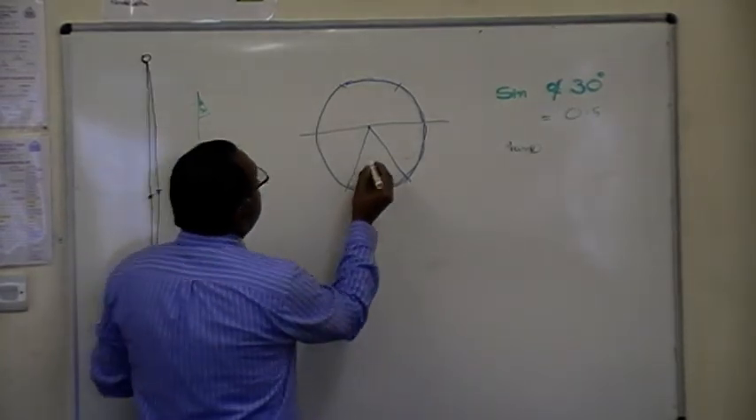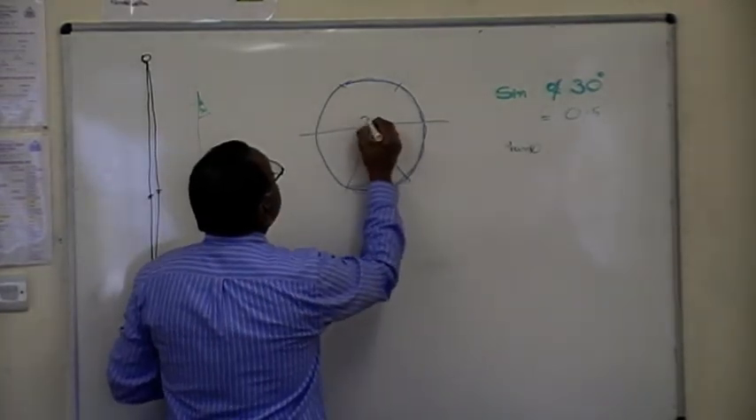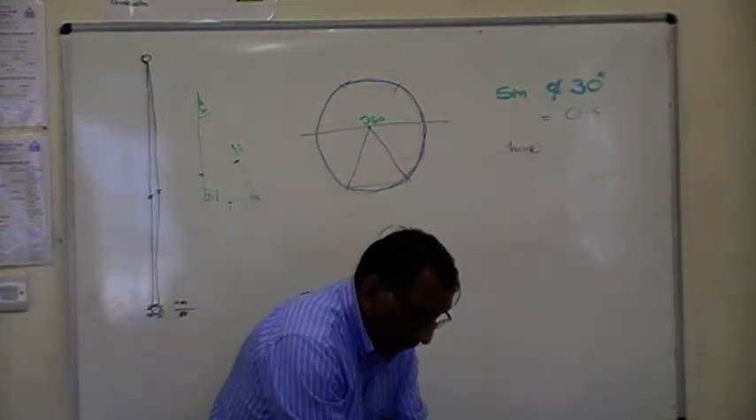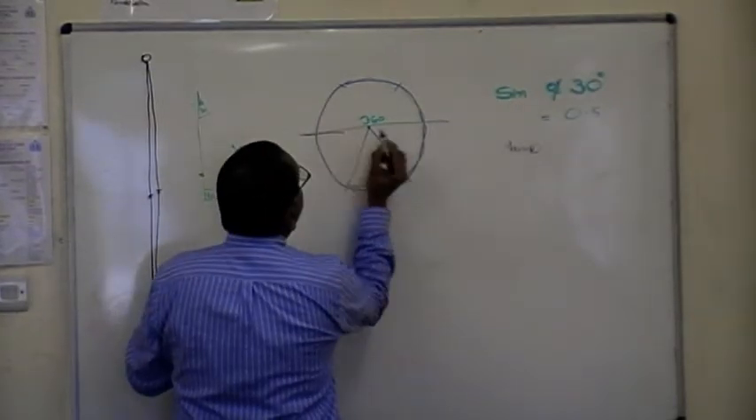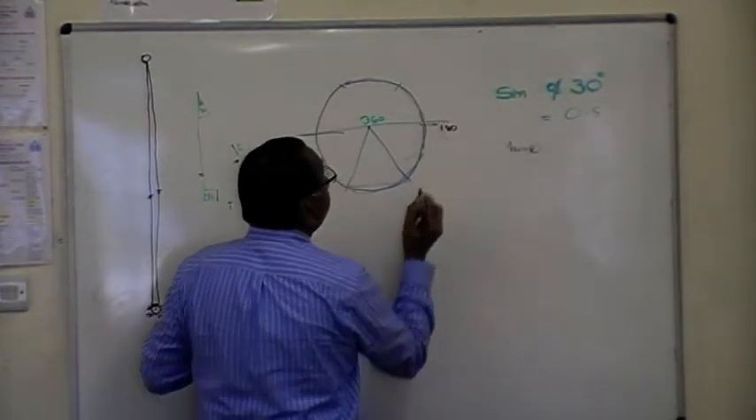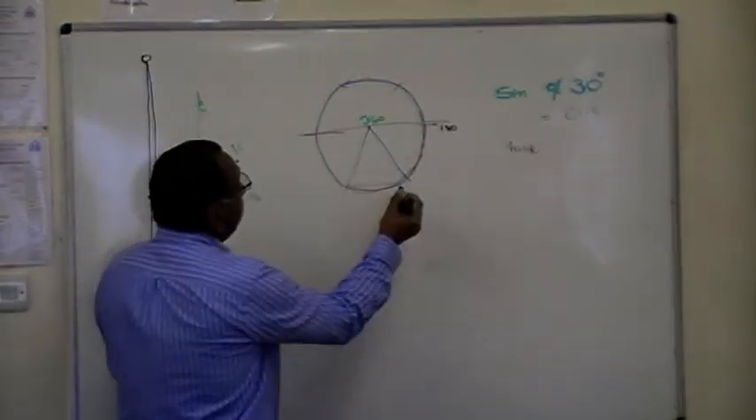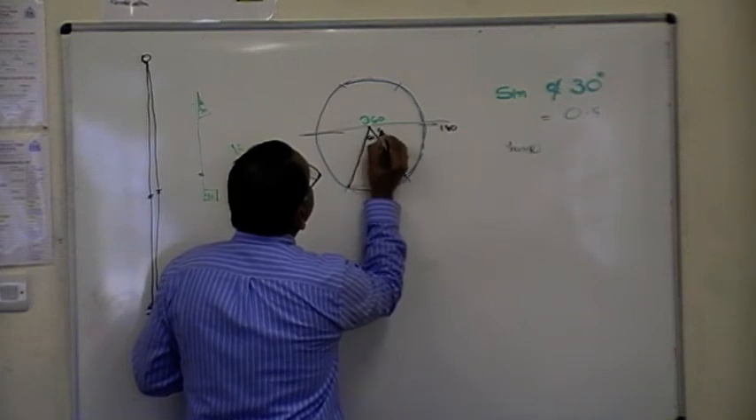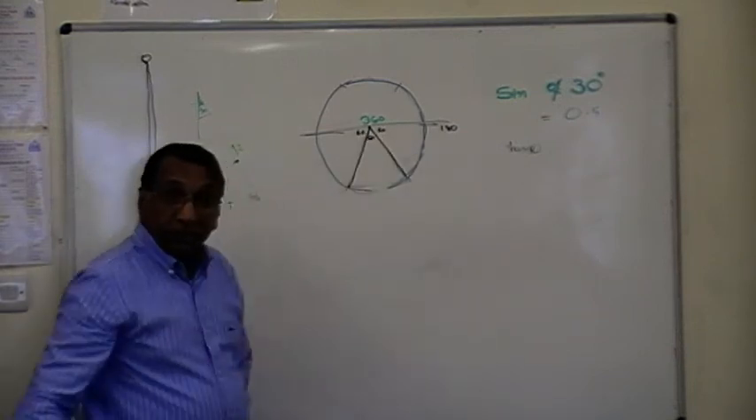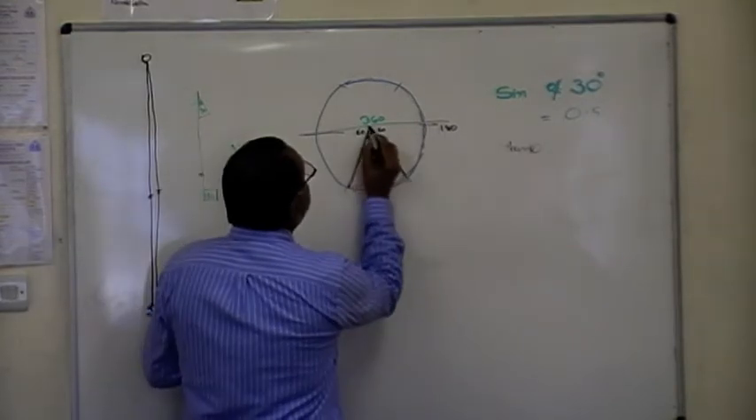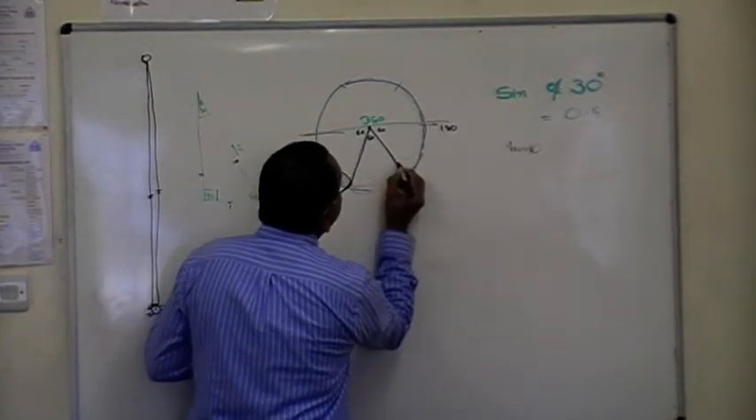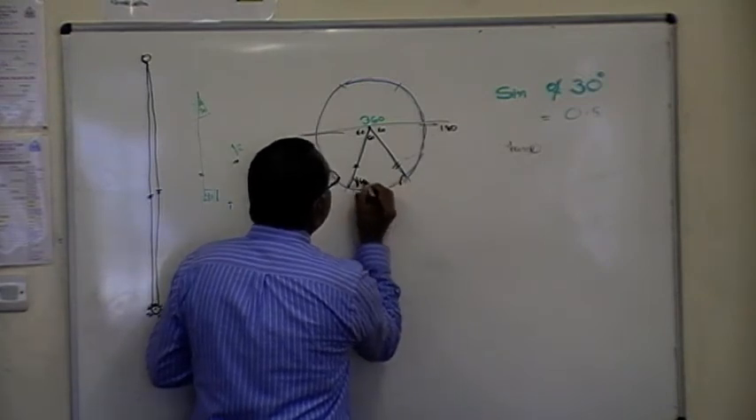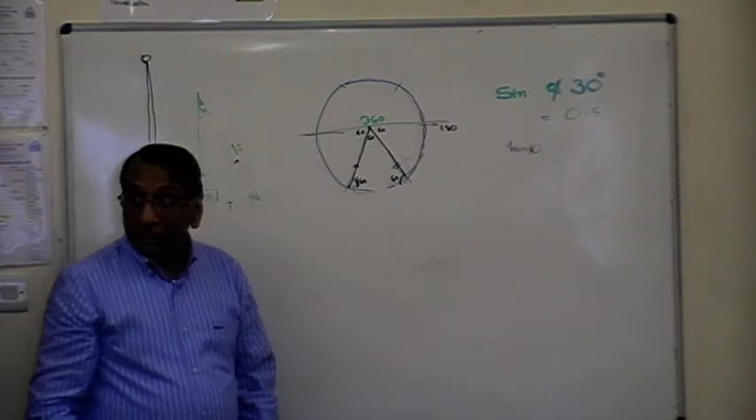Let's see. This circle has 360 degrees, and a half circle is 180 degrees. We divide it into 3 parts, so each is 60 degrees. When a triangle has all 60 degrees, the sides are equal, so this is also 60 and this is also 60.